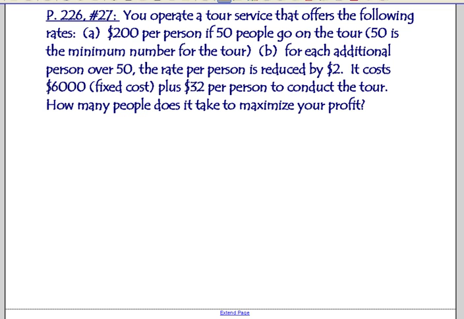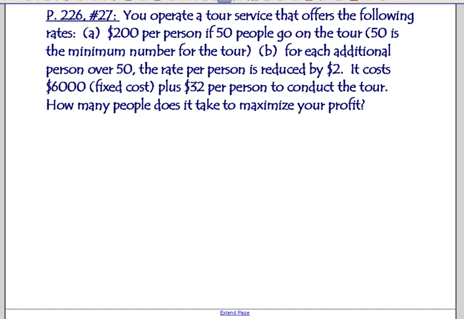So we have a tour service with the following rates. $200 per person if 50 people go on a tour, and 50 is our minimum people for the tour. So you cannot have less than 50 people on the tour. For every additional person over those 50 people, the rate per person is reduced by $2.